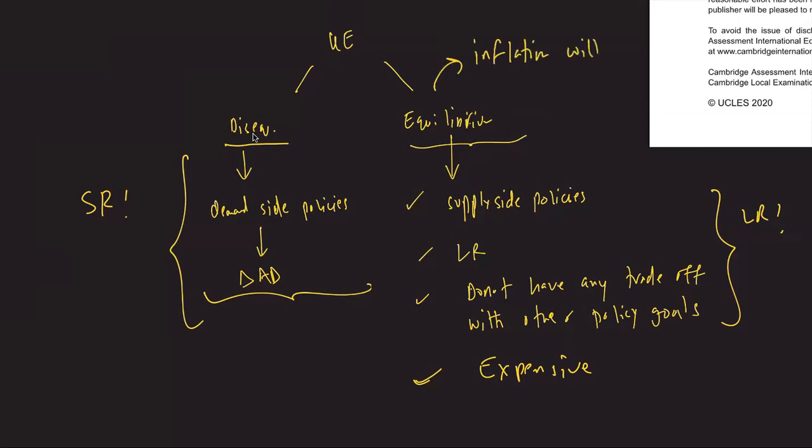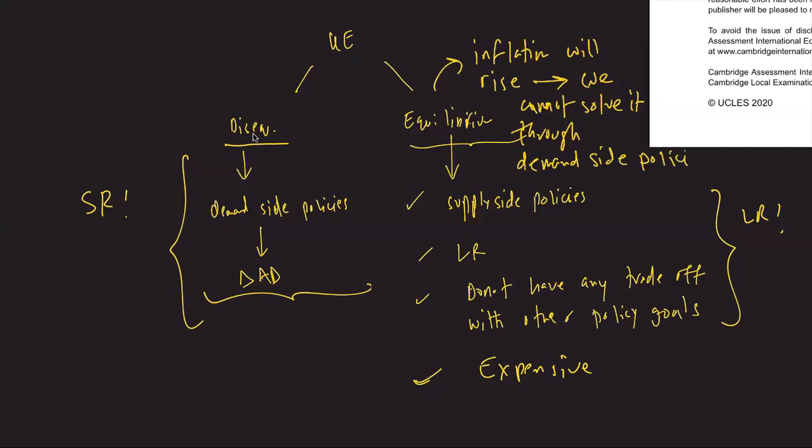So demand side policies are not appropriate for equilibrium unemployment. You do need to mention that equilibrium unemployment cannot be solved through demand side policies like fiscal and monetary policy. Okay, so these are some of the points. We'll talk about what supply side policy is, and why disequilibrium unemployment is different.